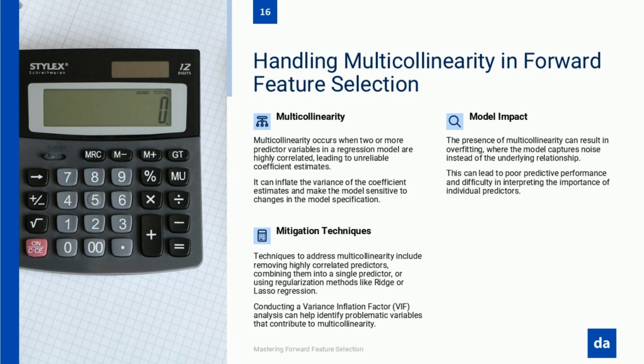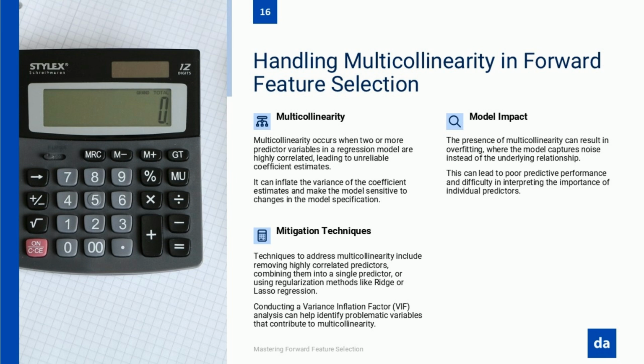So how do we spot it? One of the best tools is the variance inflation factor, VIF. If a feature has a high VIF score, it means that feature is strongly correlated with another one, and we probably don't need both. Another quick check is looking at correlation matrices. If two features are nearly identical, one of them can go.